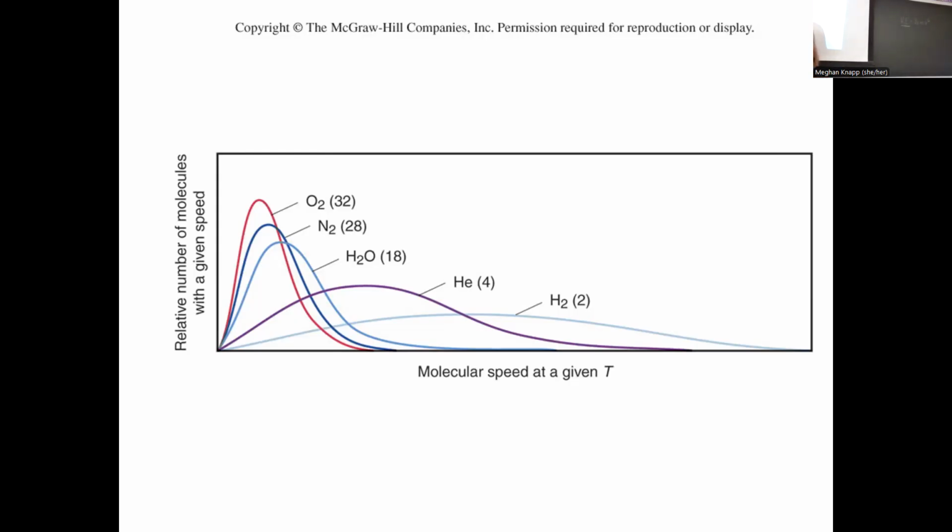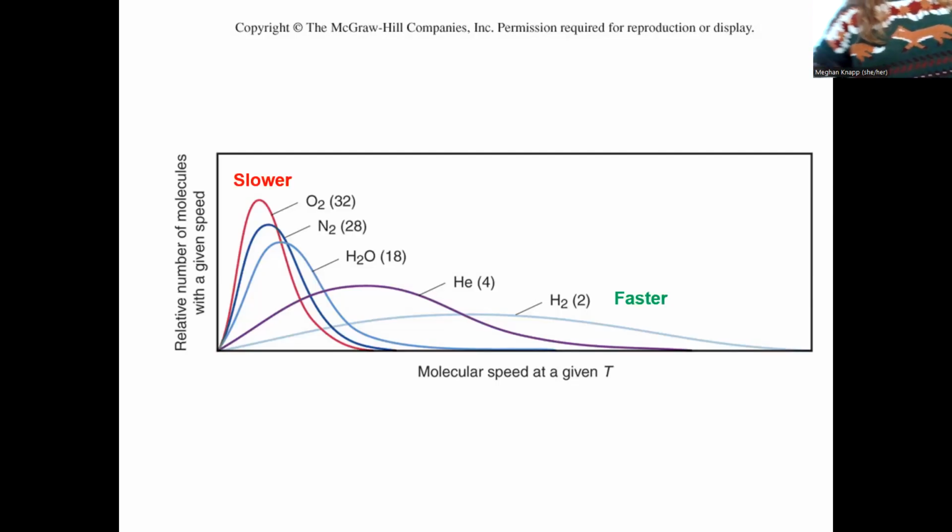And we can tell that because where this peak is left to right is further to the right, right? The peak is around here, which means a faster speed than where the peak is for the oxygen over here. Okay, so light molecules are moving faster, heavier molecules are moving slower.